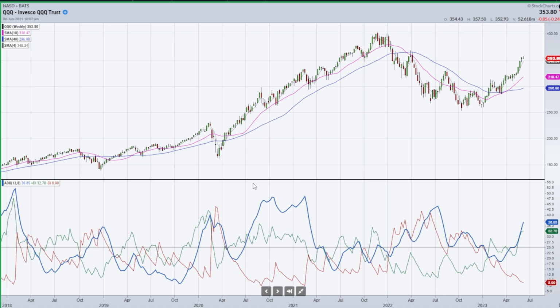Use the higher time frame to help you determine whether you're getting kind of exhausted or extended, and then use this for signs of exhaustion. All right, let's move on to the individual stocks.